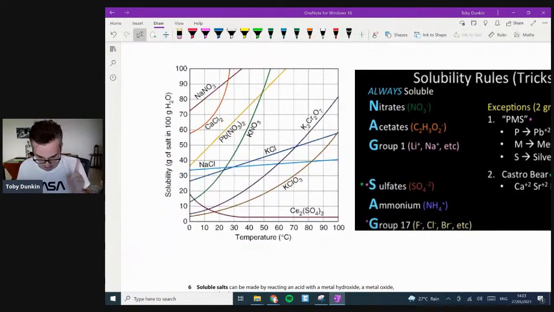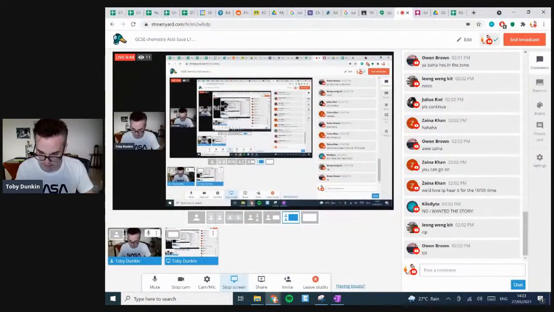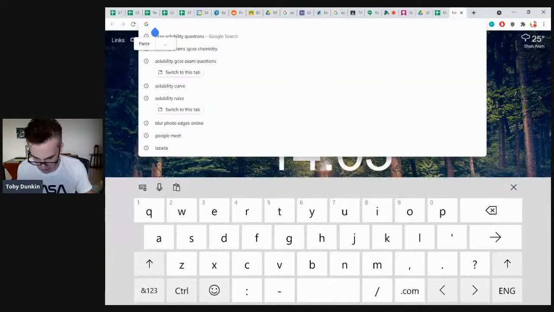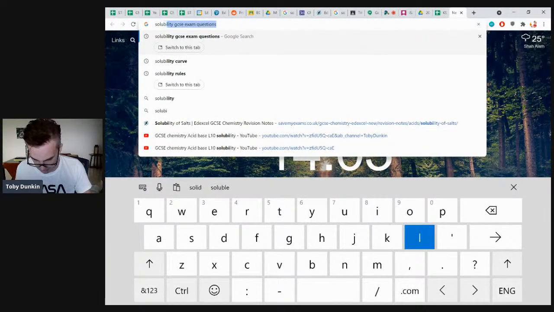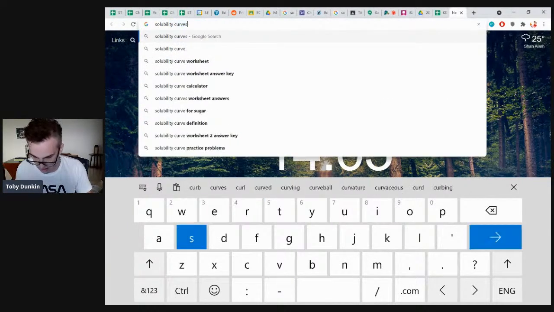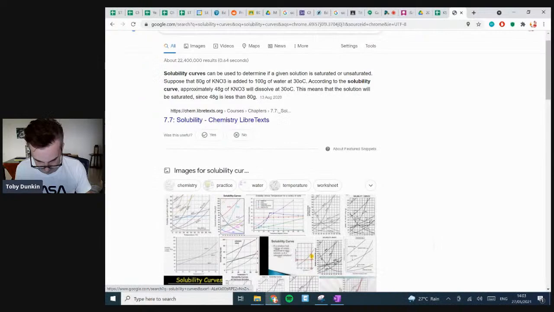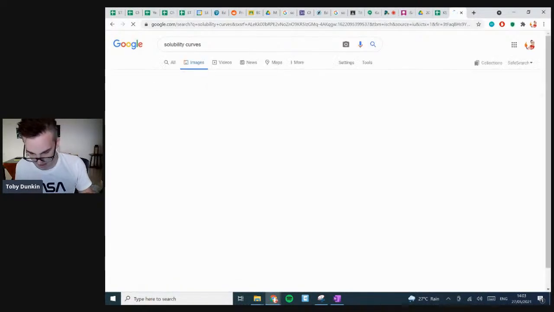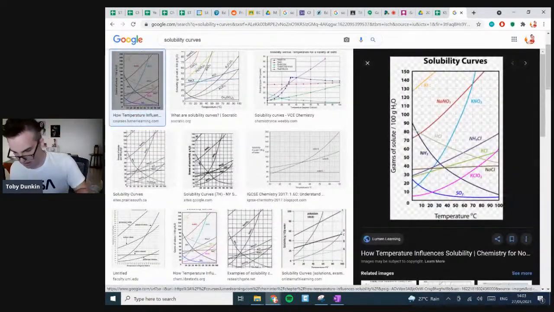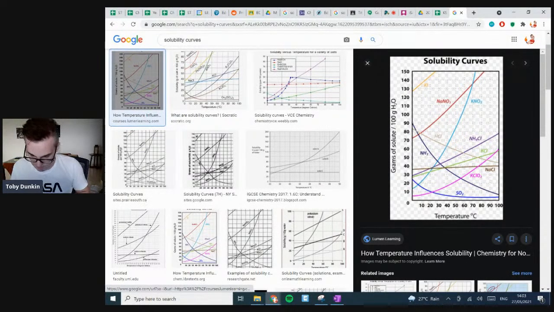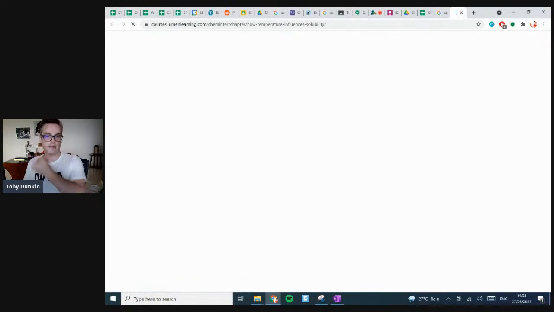But what I want to point out, cerium sulfate, is a very special example. Let's quickly jump on and go to solubility curves. I just want to show you a graph that has gases on it. Yeah, there are the gases. Boom. So there we go. So we've got this graph. See if I can zoom in on this.